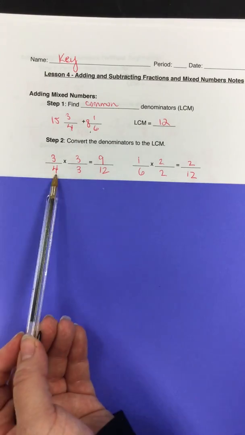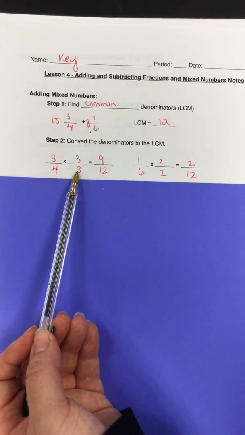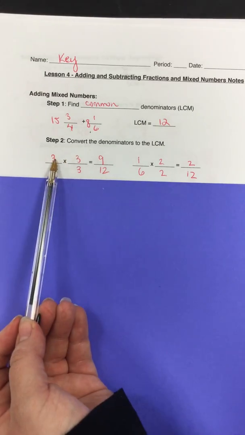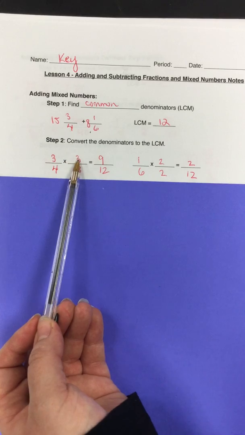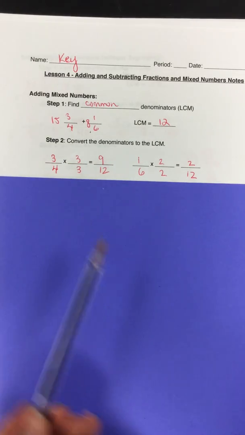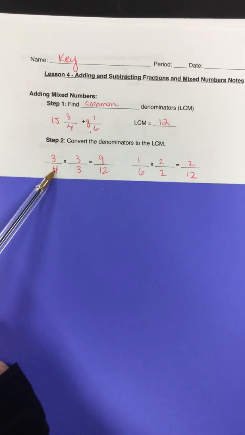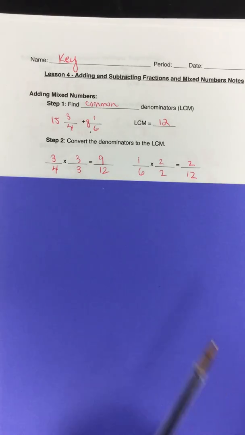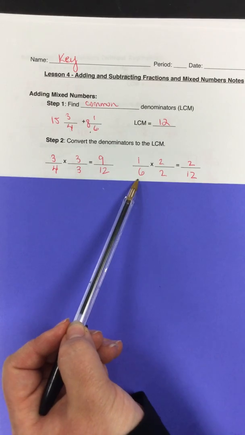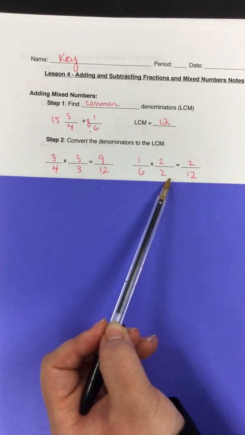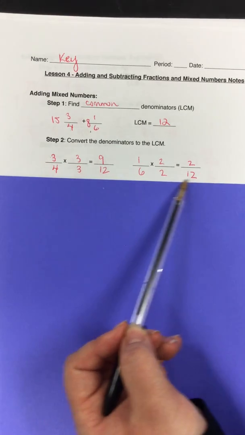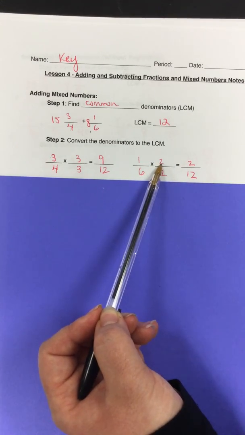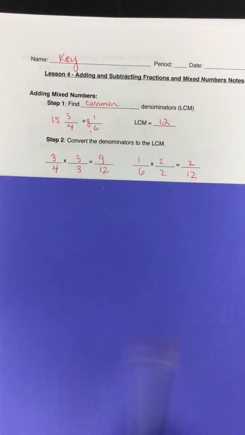So we're going to take 3/4. Now we know that 4 times 3 equals 12. So whatever we do to the bottom, we're also going to do to the top. So we take 3 times 3, which equals 9. So we know that 3/4 is equal to 9/12. Now we're going to do the same thing with 1/6. We know that 6 times 2 equals 12. Whatever we do to the bottom, we have to do to the top. So we take 1 times 2, which equals 2.